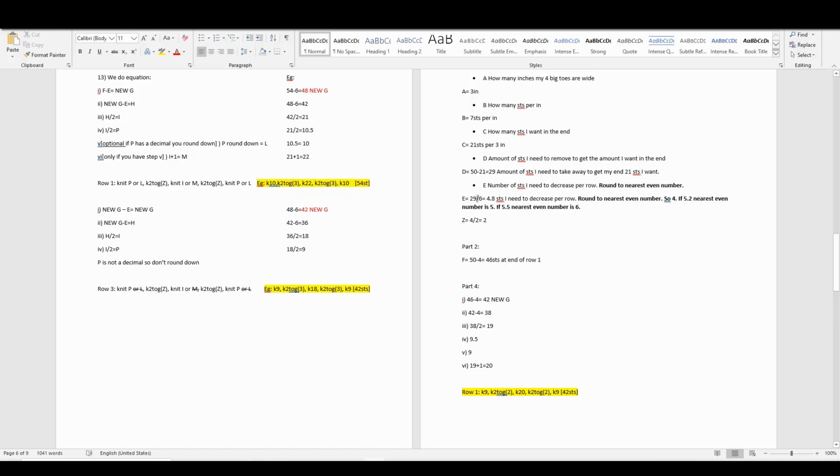Now for E, we have to determine, if I want to take away 29 stitches, then how many stitches per row do I need to take away? So out of the 12 rows, if we are only decreasing on every odd row, so 1, 3, 5, 7, 9, and 11, therefore that's 6 rows that we're decreasing on, then that means we have to take D, which was 29, divided by the amount of rows, which was 6, equals 4.8.